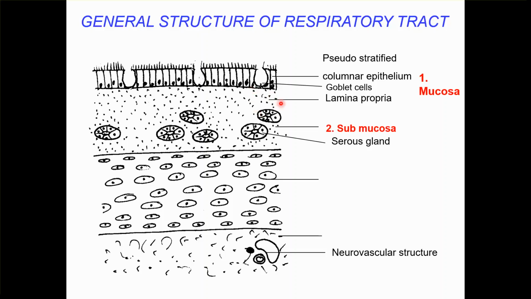and below the mucosa is the submucosa, which consists of glands, various types of glands over here. The serous gland can be seen here. Below the submucosa is the cartilage layer. So you also have cartilage, and sometimes you also have the smooth muscle. The last layer is the adventitia, which has fibroelastic tissue, which is filled with neurovascular structures. So you have blood vessels and nerves over here.